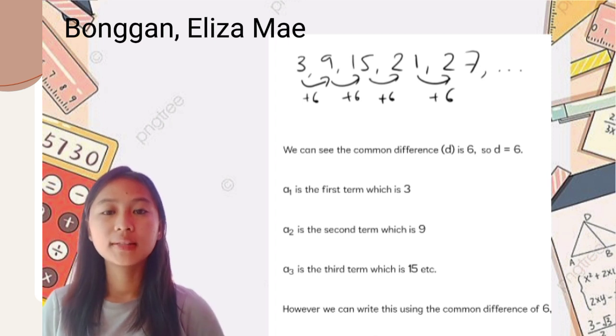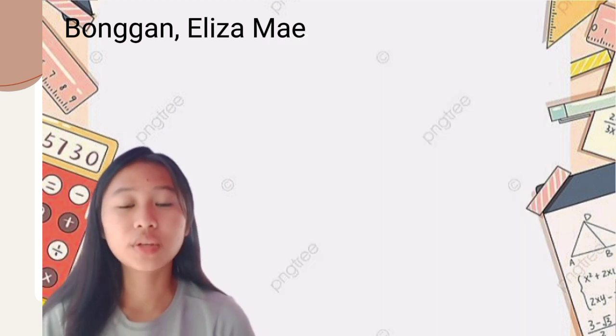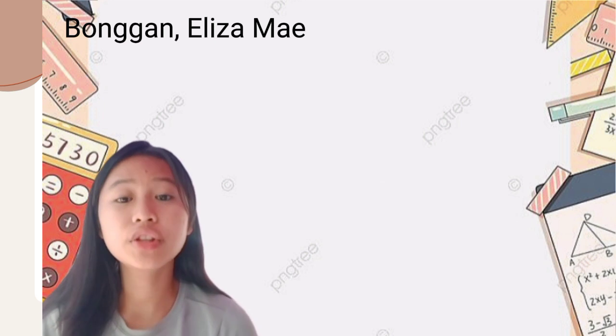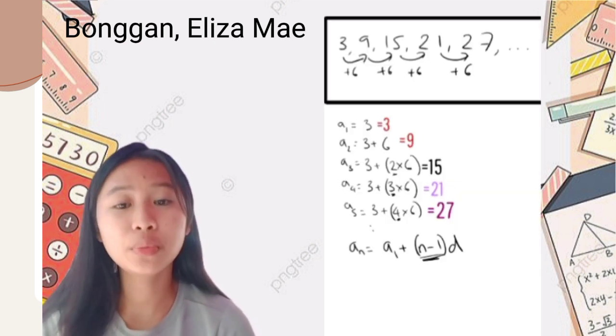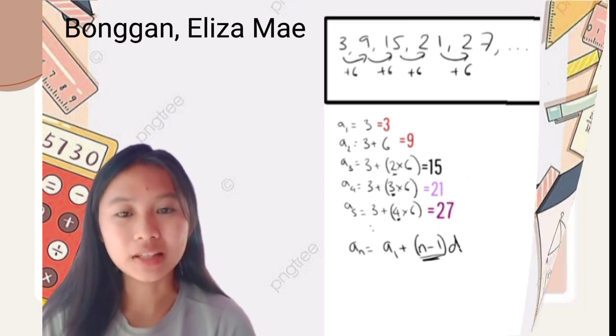For example, this is our set of sequence, so we can see that the common difference is 6. d equals 6. Our a sub 1 is the first term, which is 3, a sub 2 is the second term, which is 9, a sub 3 is equal to 15, a sub 4 is equal to 21, a sub 5 is 27, and so on. To get the arithmetic sequence, you need to follow the formula. Our formula is a sub n equals a sub 1 plus n minus 1 d.